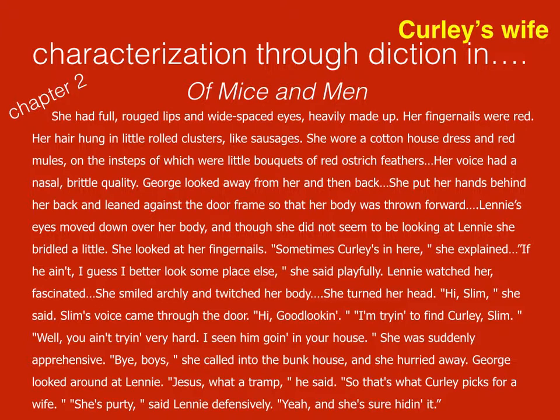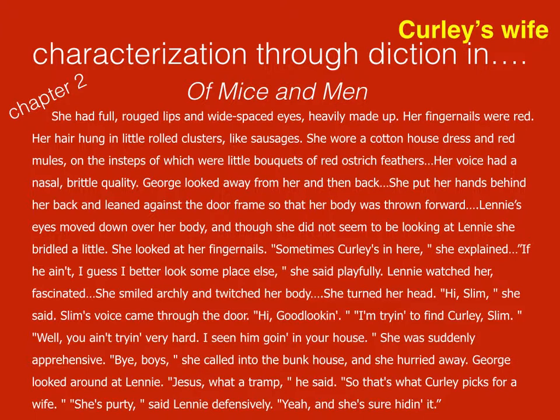Sometimes Curly's in here, she explained. If he ain't, I guess I better look someplace else, she said playfully. Lenny watched her, fascinated. She smiled archly and twitched her body. She turned her head. Hi, Slim, she said. Slim's voice came through the door. Hi, good-lookin'. I'm trying to find Curly, Slim. Well, you ain't trying very hard. I seen him going in your house. She was suddenly apprehensive. Bye, boys, she called into the bunkhouse, and she hurried away. George looked around at Lenny. Jesus, what a tramp, he said. So that's what Curly picks for a wife. She's purty, said Lenny defensively. Yeah, and she's sure hiding it.